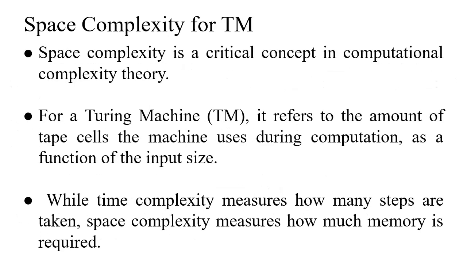Space complexity for Turing machine. Space complexity is a critical concept in computational complexity theory. For a Turing machine, it refers to the number of tape cells the machine uses during computation, as a function of the input size. While time complexity measures how many steps are taken, space complexity measures how much memory is required.